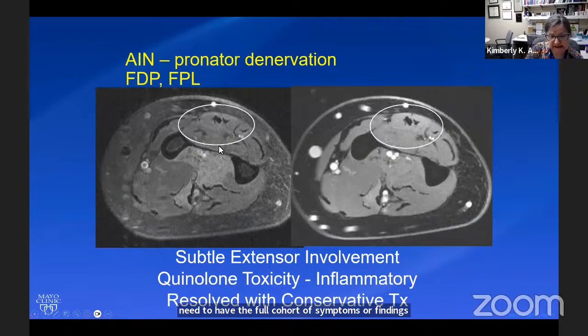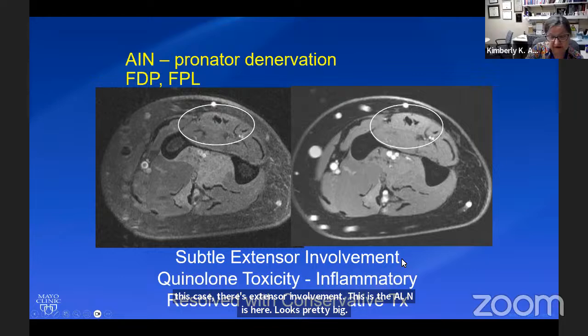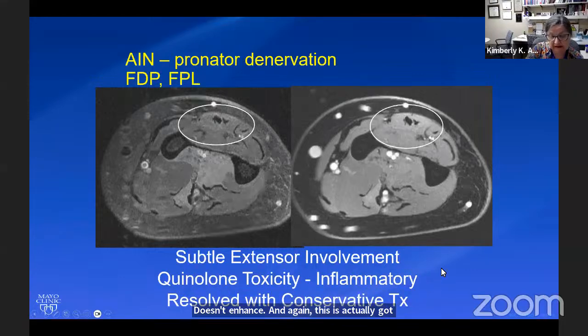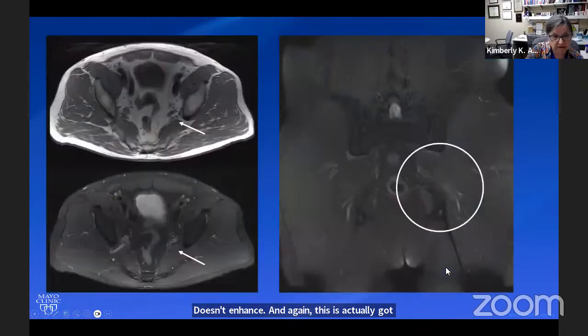In this case, there's extensor involvement. This is the AIN here, looks pretty big, doesn't enhance. And again, this has actually got extensor involvement too. So this is inflammatory. This is quinolone toxicity.